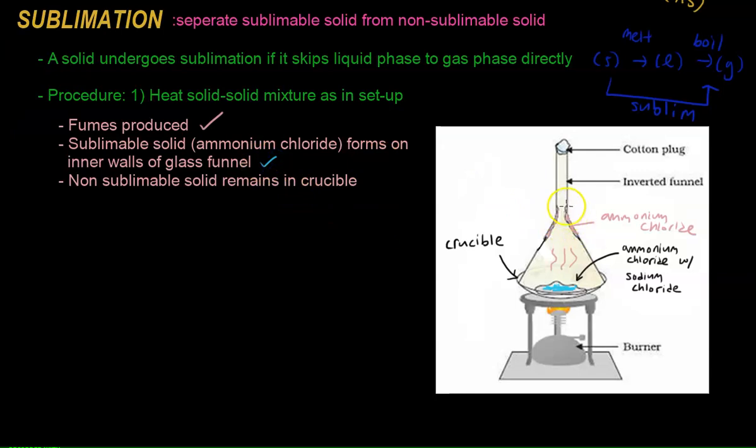That's why you get all the ammonium chloride on the sides, and the non-sublimable solid, which is sodium chloride, remains in the crucible. The crucible is basically just this small bowl here. So at the end of the whole process, all your ammonium chloride will be formed on the walls, and the sodium chloride will just be remaining in the base of the crucible. Hopefully it's clear.